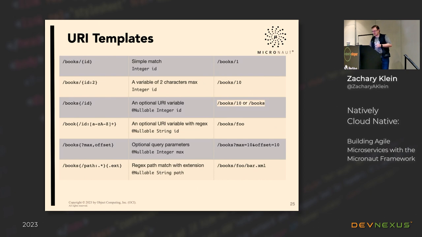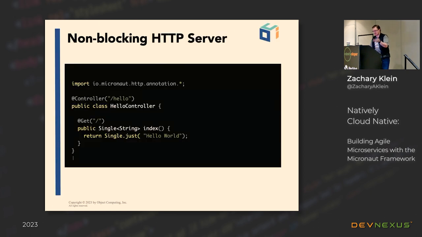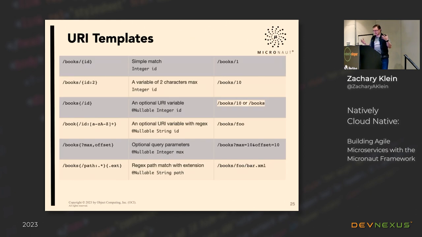The Micronaut controllers are annotated with @Controller, as we saw previously, and within the path of either the controller or your various endpoints, you can use this expression language, which should be pretty familiar to you if you've built stuff with Spring Boot and so forth, to specify query parameters and optional path variables. So you have a lot of options for how you set up your API endpoints.